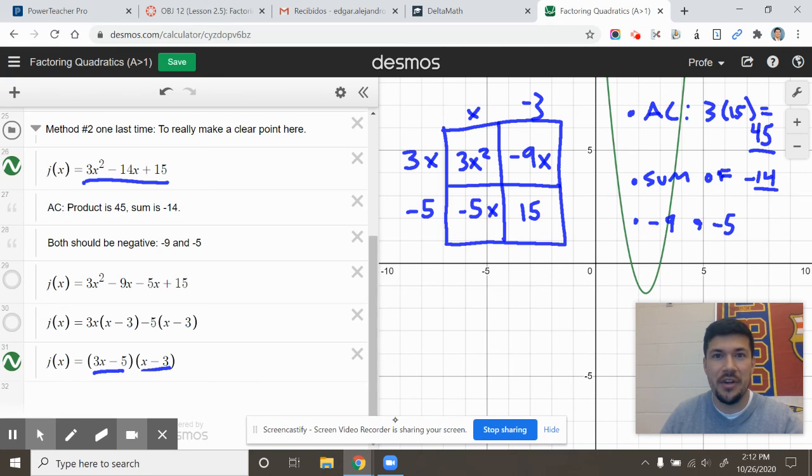I hope that the AC method has not been too difficult. Once again, it is simply the product of two numbers is AC and their sum is B. That is actually the same thing that we did whenever we first learned how to factor. Because in that case, AC, we just called it C because A was always 1. But it's really the exact same process, and it helps you right here with your box method.